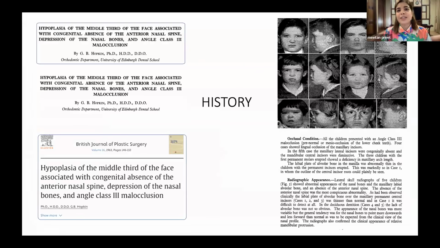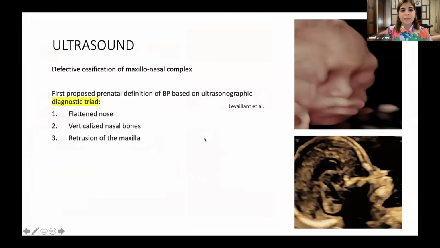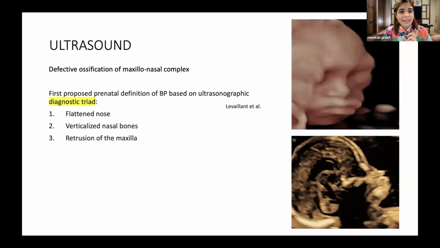As far as history goes, let's go in chronological order. First, history. These are the first three papers, very few papers that were published on Binder's syndrome. This is in the 1900s. This is the first paper that was published at that time with pictures of the babies. This was actually a diagnosis made in a dentist's clinic rather than a fetal medicine clinic. On ultrasound, for the first time, a diagnostic triad was proposed with a flattened nose, verticalized nasal bone, and retrusion of the maxilla. How did the name Binder's come into play?